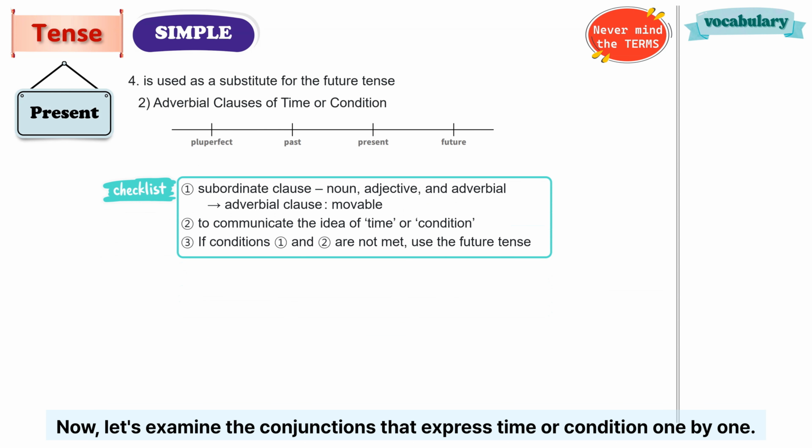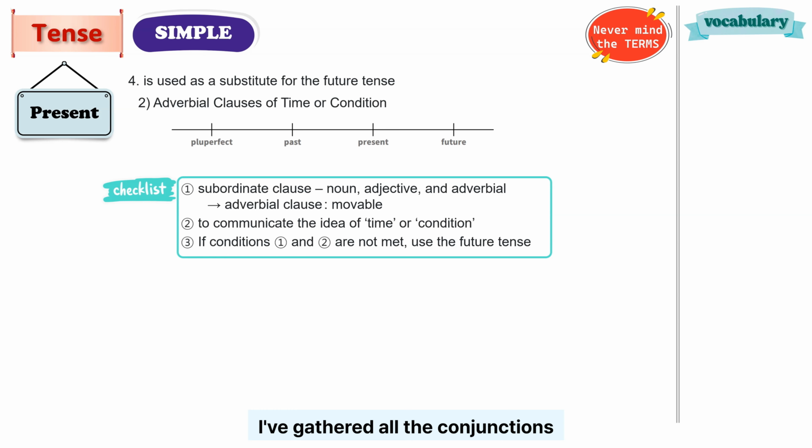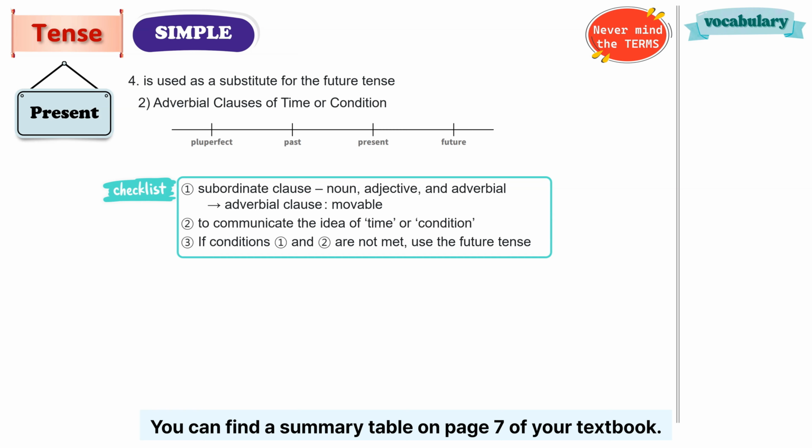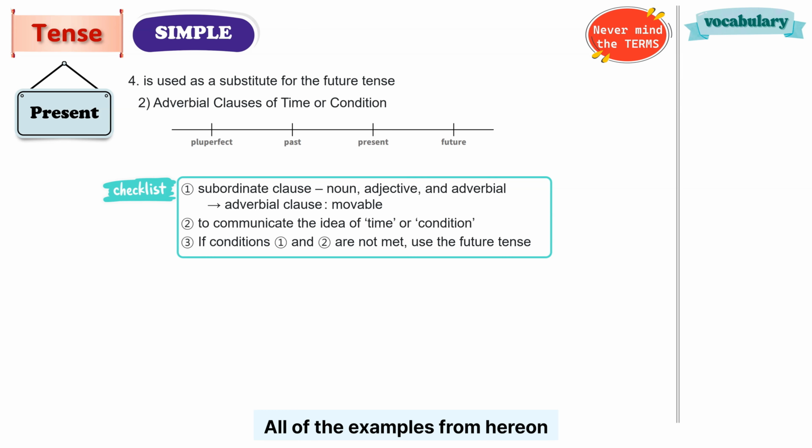Now, let's examine the conjunctions that express time or condition one by one. I've gathered all the conjunctions that have frequently appeared on exams into a single list. You can find a summary table on page 7 of your textbook. In this video, we'll analyze each conjunction in detail first, and at the end, we'll review that table together. All of the examples from here on describe future events and reflect actual test trends.